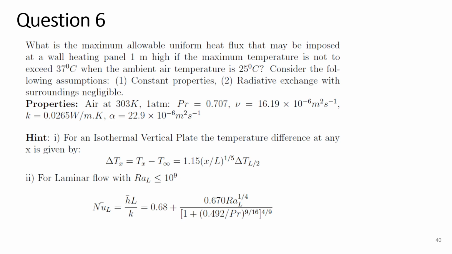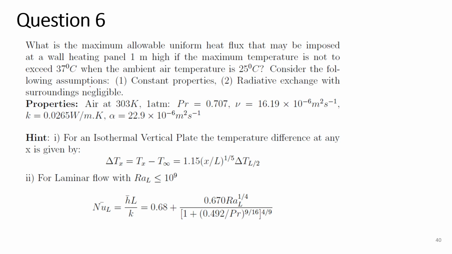So let's take a look at question number 6. In this question, we have been asked: what is the maximum allowable uniform heat flux that may be imposed at a wall heating panel 1 meter high if the maximum temperature is not to exceed 37 degrees Celsius when the ambient air temperature is 25 degrees Celsius?